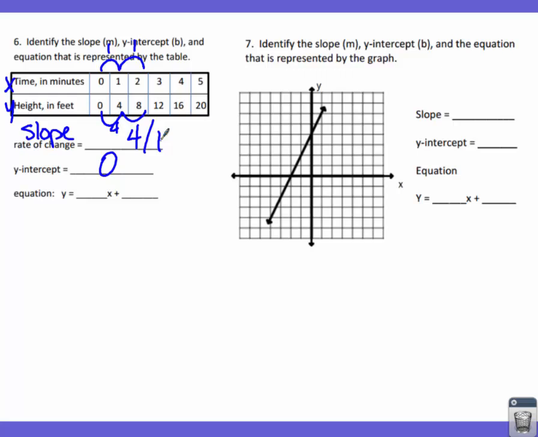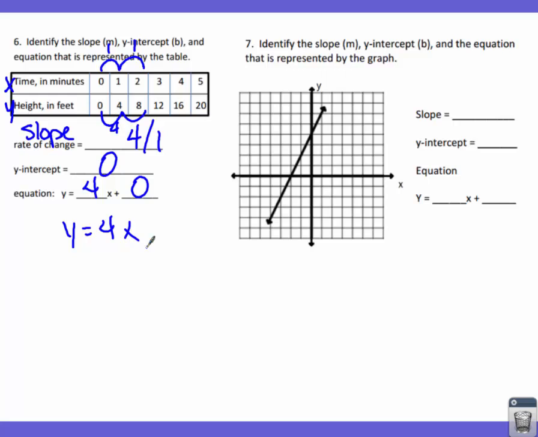Now, how am I going to plug this into the equation? Well, your rate of change, like I said, is the same thing as slope. So this becomes 4x plus 0, or just y is equal to 4x, because we know we don't have to add the 0. Now, how do I find all of this from a graph?